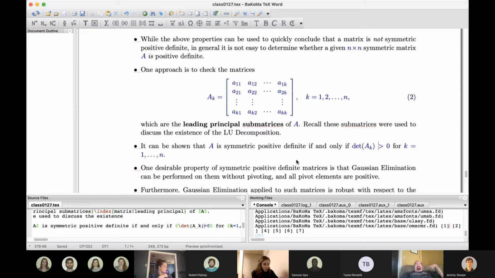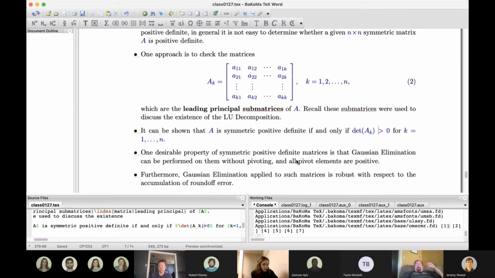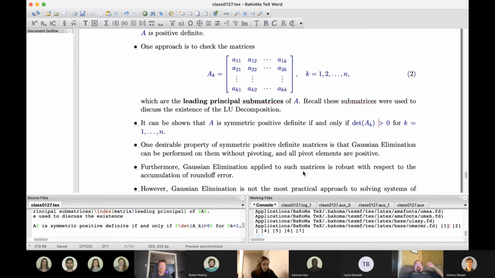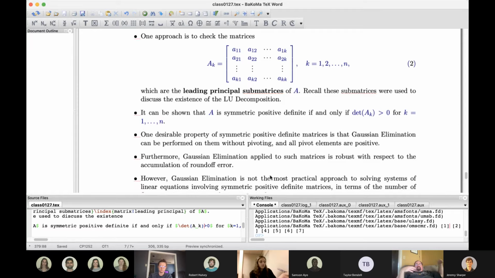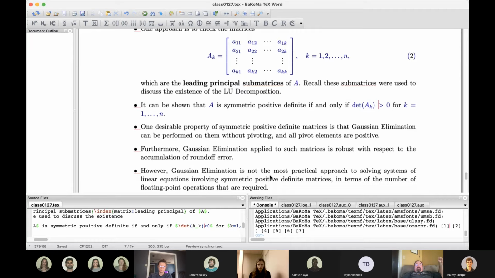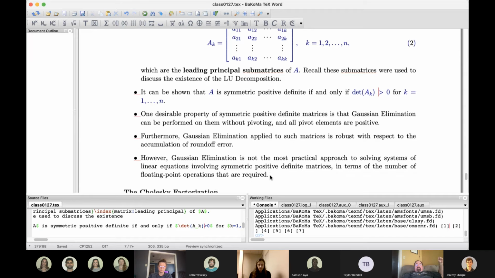Now, it might still be beneficial to reduce round-off error, but you can trust that Gaussian elimination will never break down in that case. And it's also been shown that the accumulation of round-off error is not as severe in the symmetric positive definite case as in the general case. But Gaussian elimination is wasteful on a symmetric positive definite matrix because it does nothing to take into account the symmetry of a matrix. So we want to find an approach to solving Ax equals b that does that.